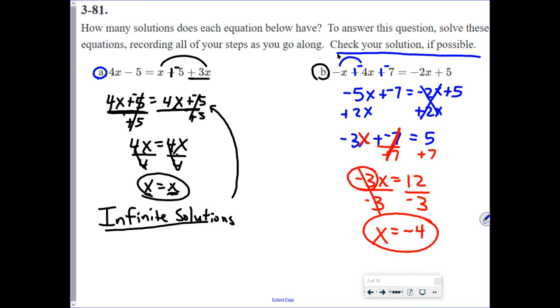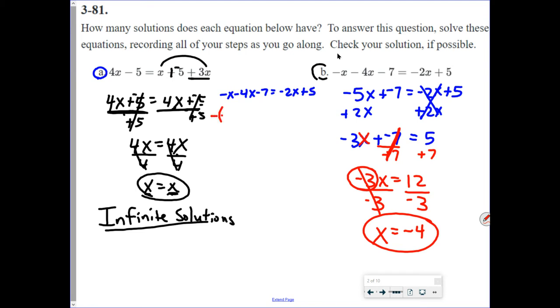My answer here says x equals -4. So I should be able to go back to this original equation. I'm going to erase here so you can see clearly what it is. I should be able to replace every x with -4 and get the correct answer. Okay? So look at this. -x minus 4x minus 7 equals -2x plus 5. I replace every x with a -4.